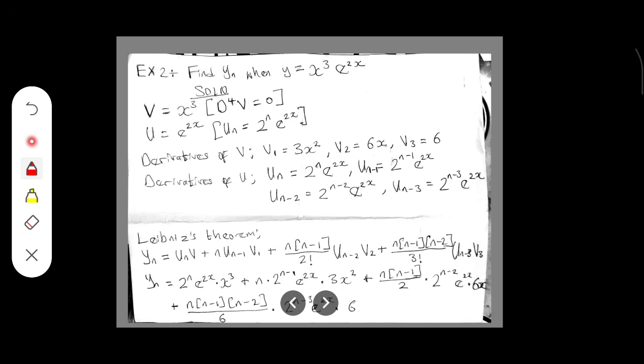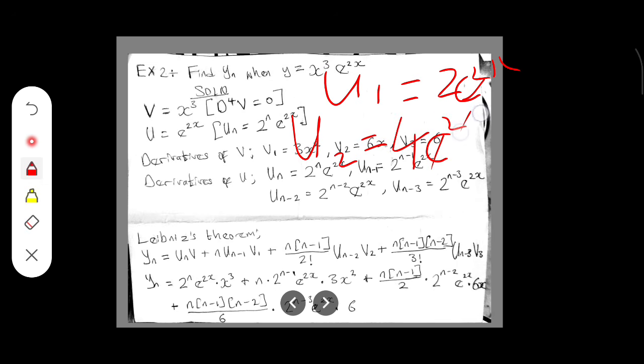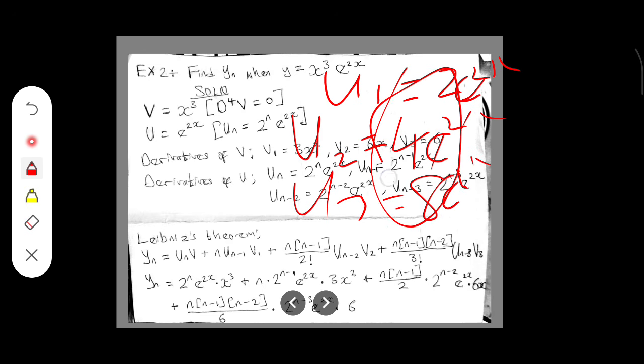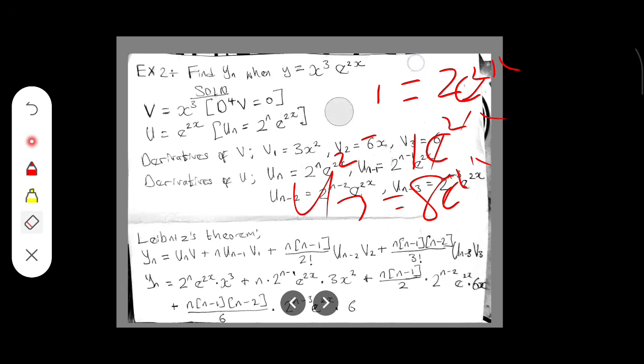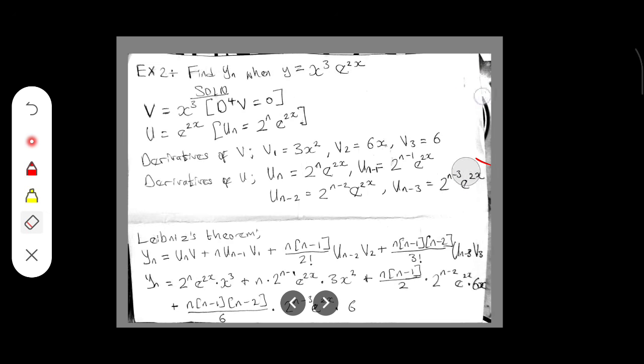So the nth derivative of u will be given as 2 raised to power n exponential 2s. How do I know that? Normally, if I'm supposed to find the first derivative of u, that is u subscript 1, it will be equal to 2 exponential 2s, using the chain rule. And our u2 will be equal to 2 times 2, which is 4 exponential 2s. And our u3 will be equal to 8 exponential 2s. So you notice that the coefficient is increasing by a factor of 2, which is why u subscript n is given as 2 raised to power n exponential 2s.